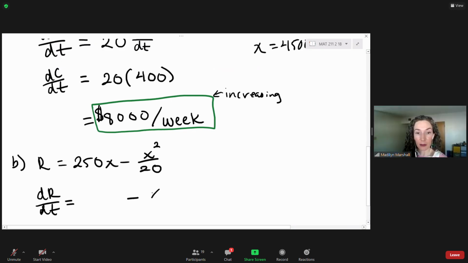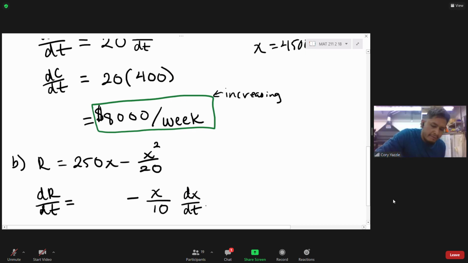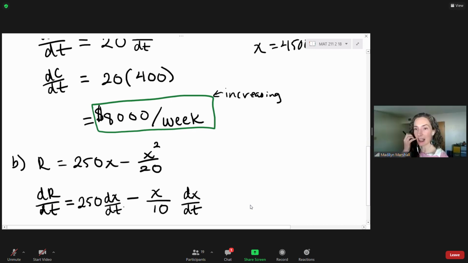So that would be what we get on this term, dx dt. Before that's the 250, right? So 250 minus x over 10 times dx dt. Yes, and we need the dx dt on both of them because we're doing the derivative of each term. Every time we do the derivative of something with an x, that dx dt is coming with it.